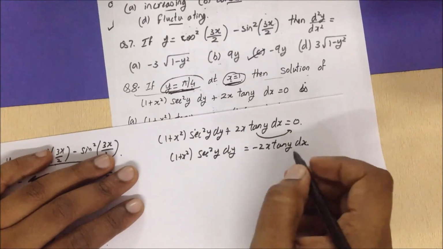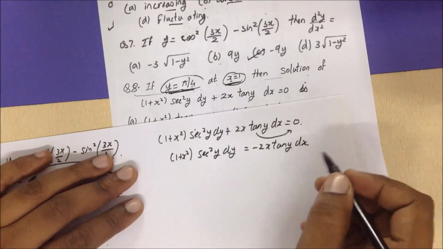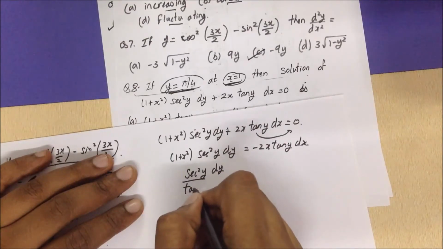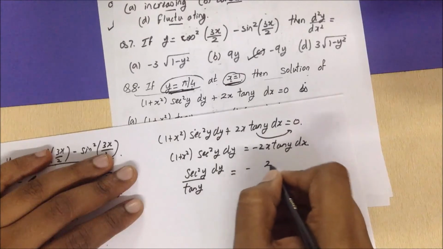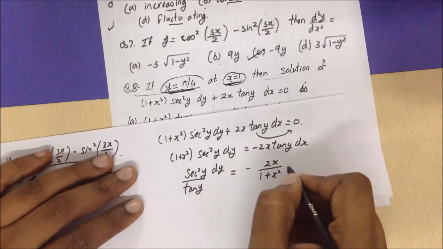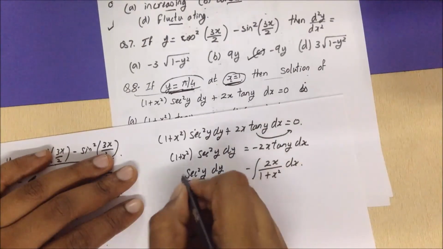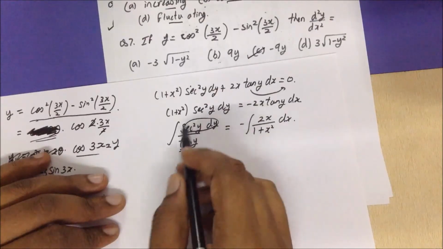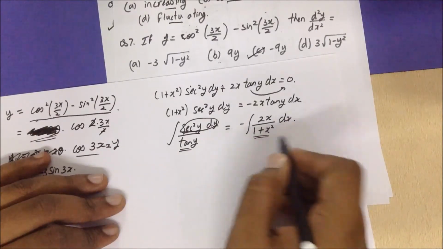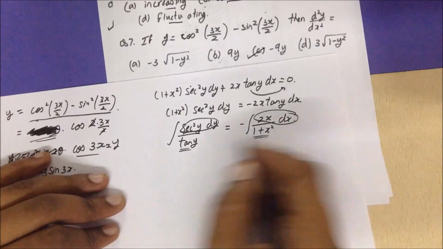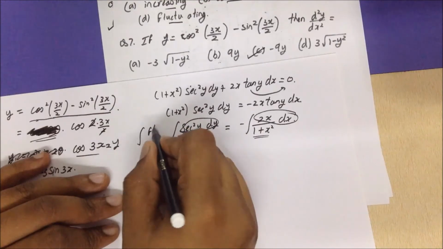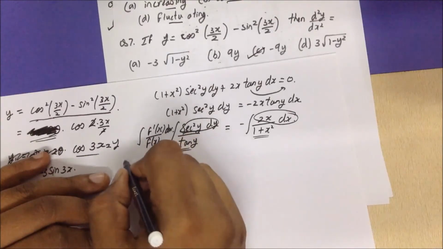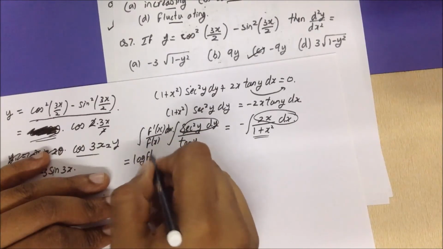So now wherever dx is present, bring the x terms. Wherever y is present, bring the y terms. So what you will be getting is sec square y dy divided by tan y equals minus 2x divided by 1 plus x square dx. Now simply take the integration on both sides. If you observe, you have tan y and its derivative in the numerator. You have 1 plus x square and its derivative in the numerator. So now this is the integration of f dash of x upon f of x dx.